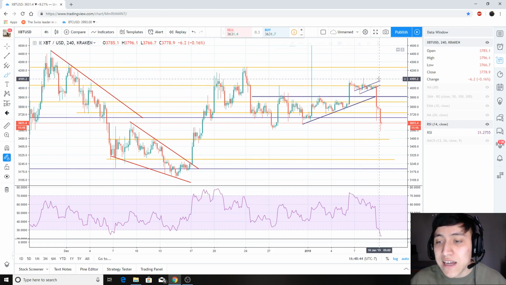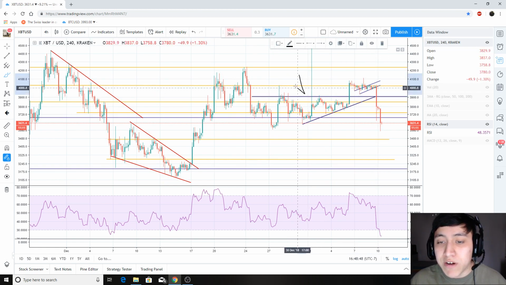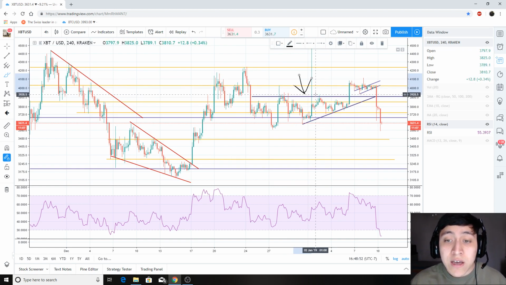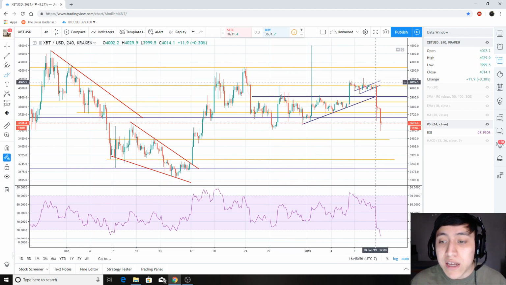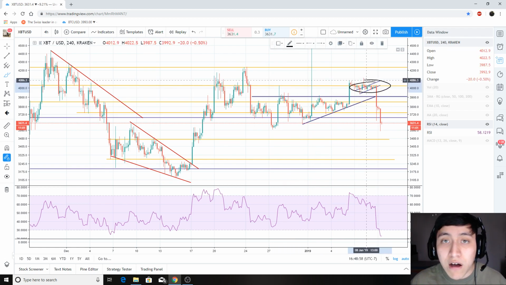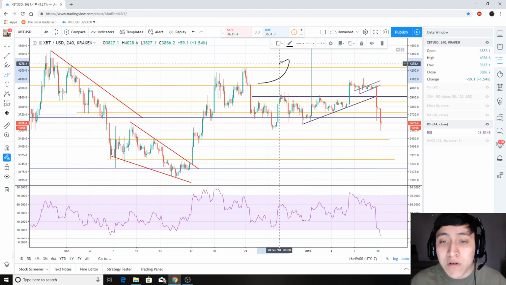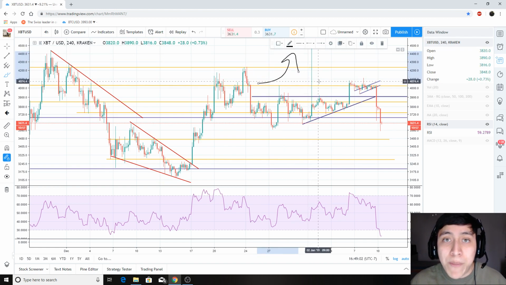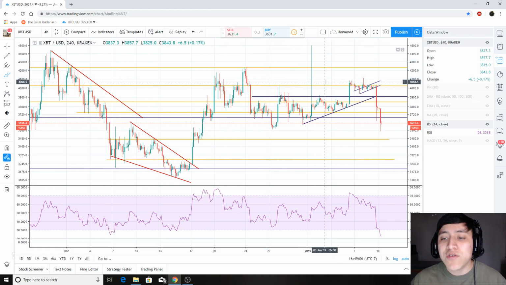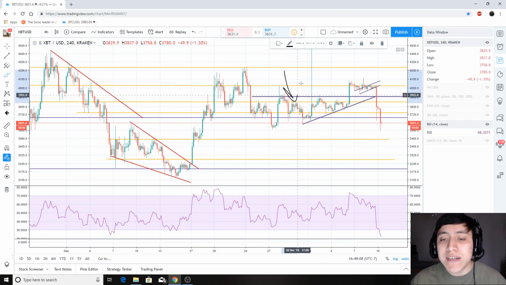But I decided to draw a rising wedge, and a rising wedge shape means that we're going to go down. A lot of people on social media and in the news were saying that because we were capitulating above the $4,000 mark, we are going to go straight to the moon and back up to 6,000. So you're asking yourself, Chris, why did you draw a shape saying that we're going down if everyone else is saying that we're going up?